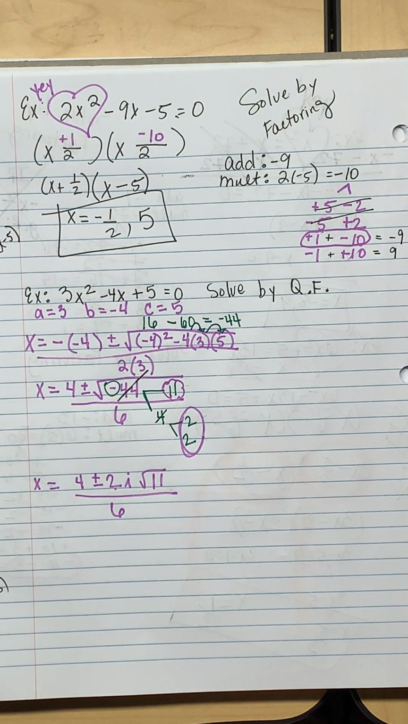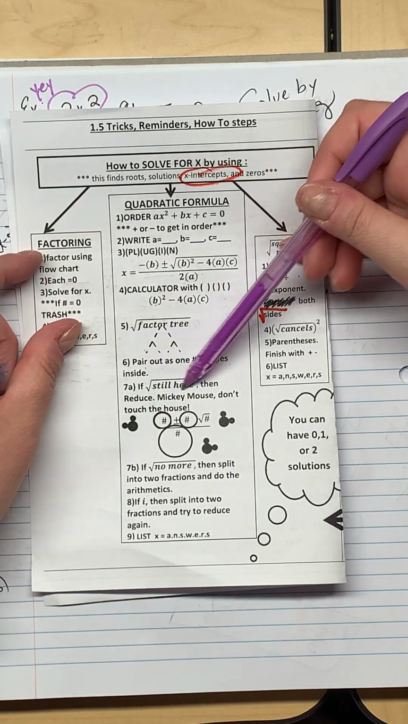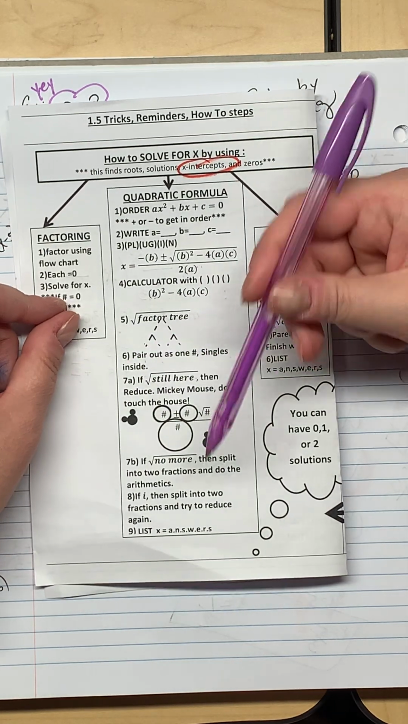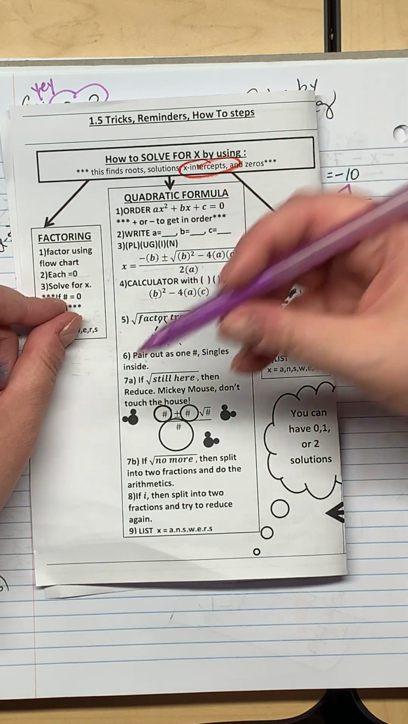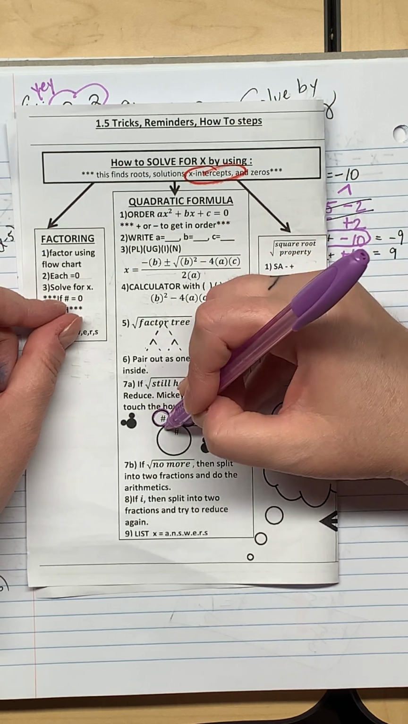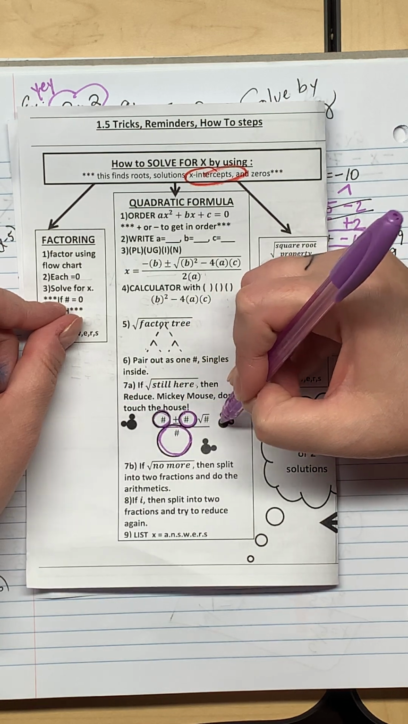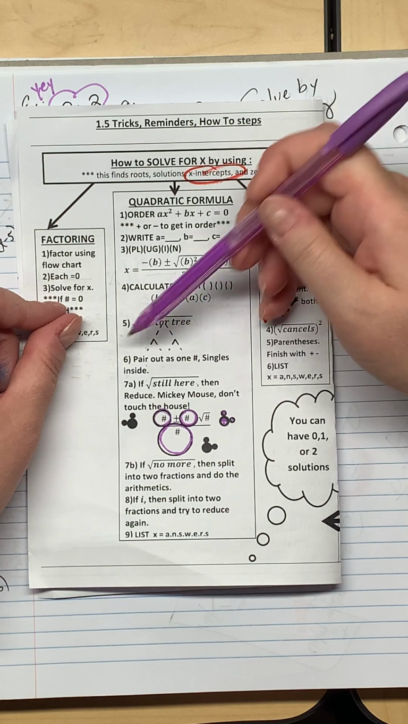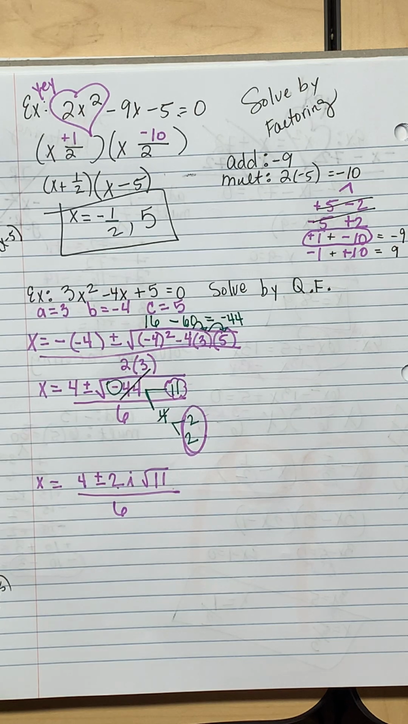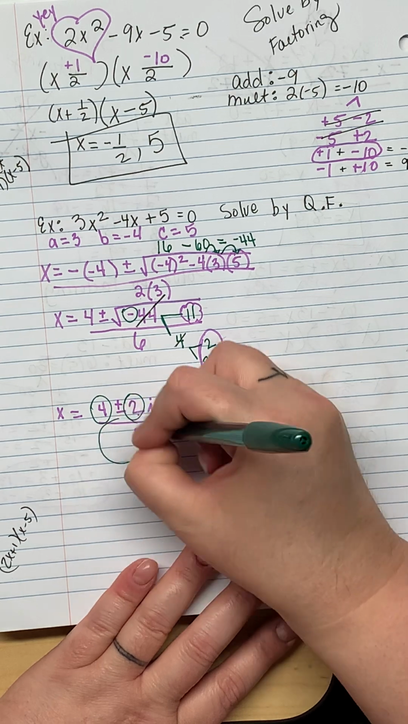Now we're gonna look back at our steps, and it says the next step is, if the house is still here, then reduce. Mickey Mouse, don't touch the house. I call it that because you can only reduce the number before the plus minus, after the plus minus, and what we're on top of. And if you look, that looks like a little Mickey Mouse face. And it rhymes with don't touch the house, because we don't touch that house. So let's reduce Mickey Mouse.